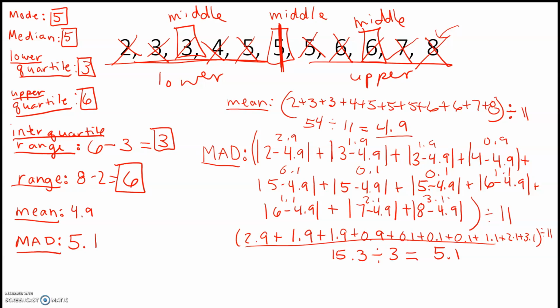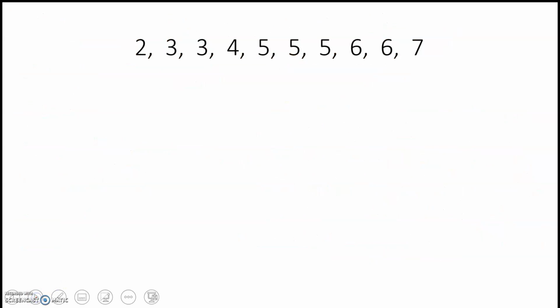Okay, let's do this again. I'm using almost the exact same data set, except I am taking one number off at the end because it's going to change how we find the median and the lower and upper quartiles. So I want you guys to see how that's done both ways. Similar problem, not the same problem.